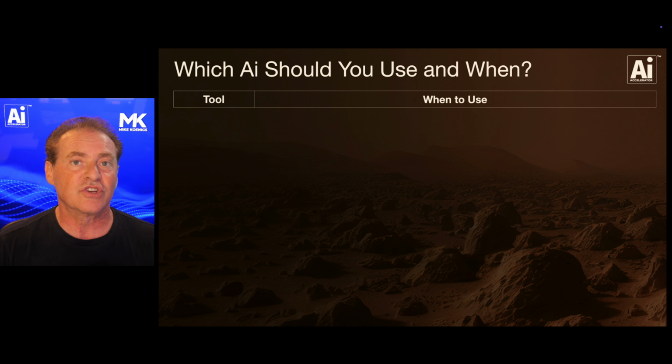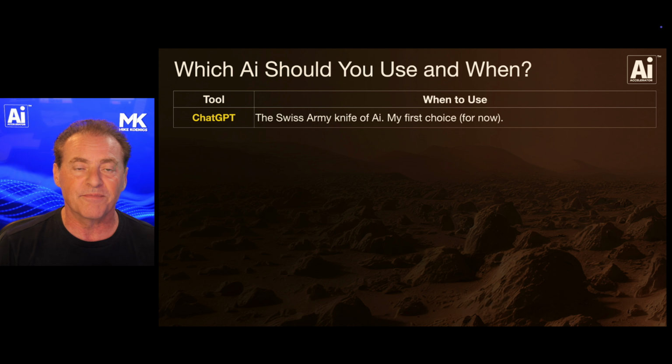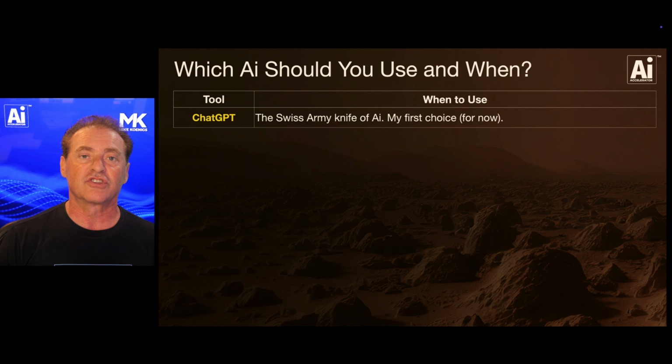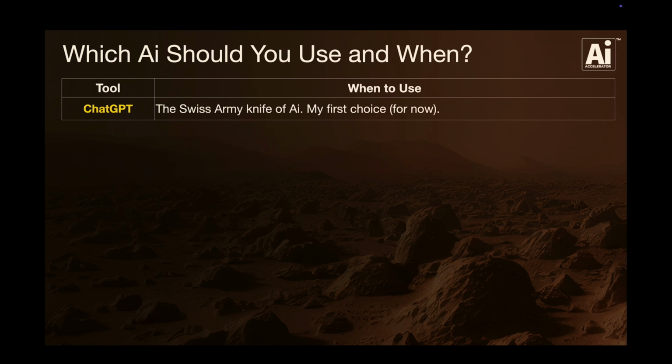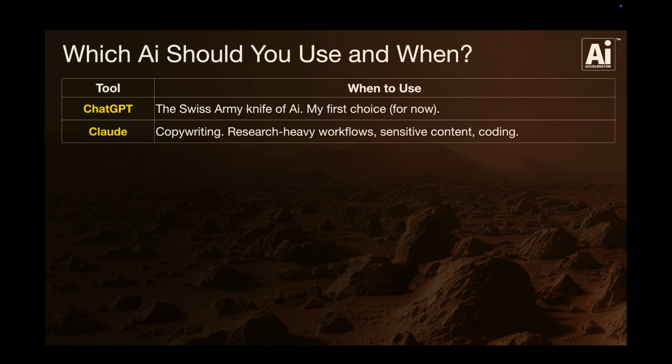So that gets us to which AI tools we should use and when. Well, my go-to is still ChatGPT. I use it all the time for just about everything. It's my Swiss Army knife. Now, is it the best? No, it depends. Claude is actually pretty good for copywriting. It's good for research. It can be good for coding.